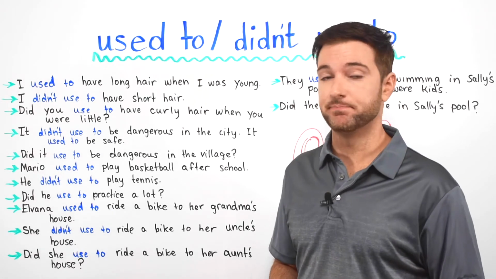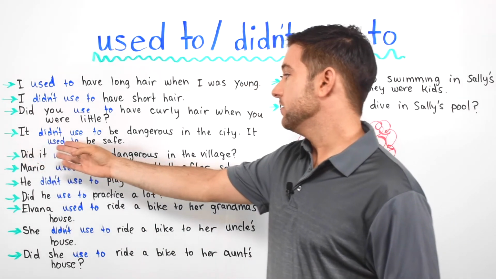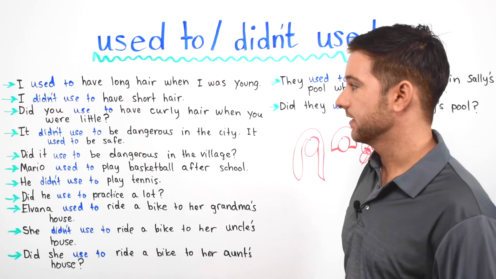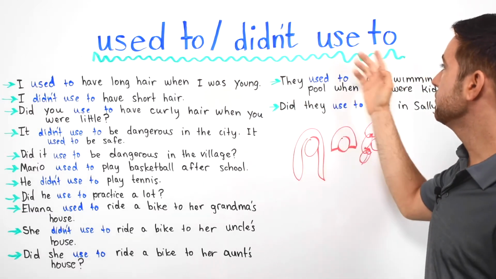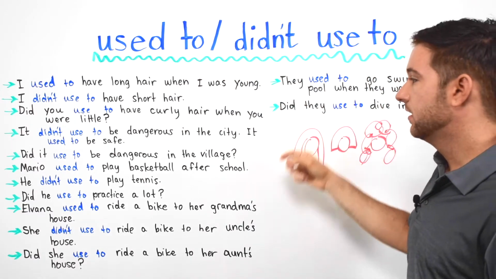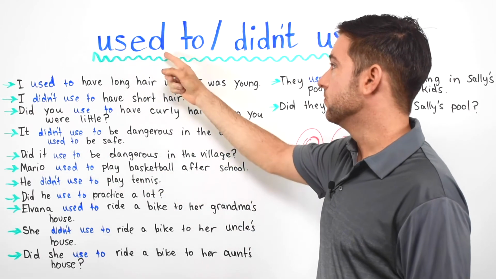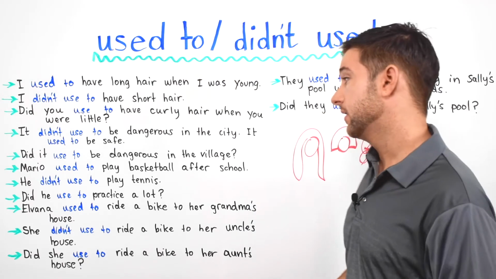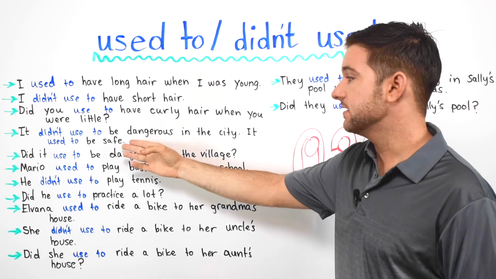Let's go ahead and begin with the next example. It didn't used to be dangerous in the city. It used to be safe. So here you can see we use didn't used to without the letter D. And we also use it used to be safe, with the letter D, because it's positive. So, again, it didn't used to be dangerous in the city. It used to be safe.